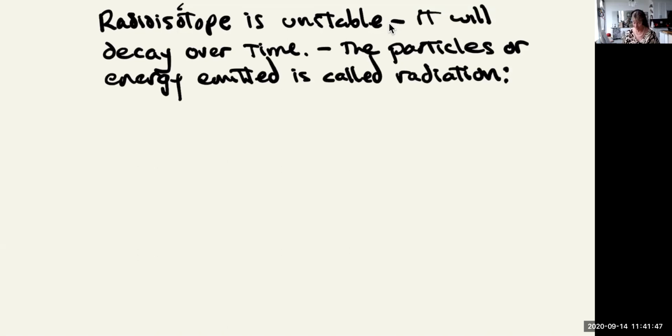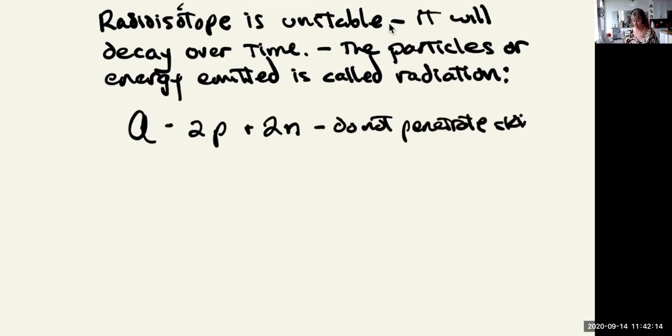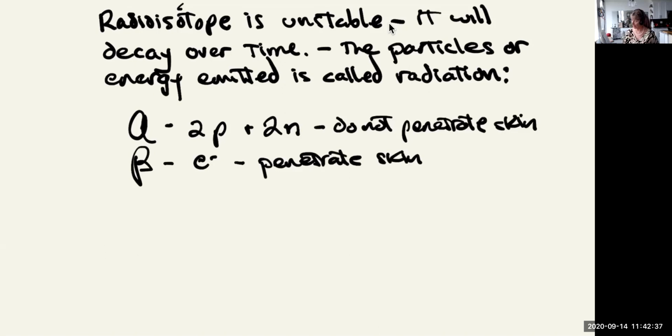And there are different types. There's alpha. Alpha particles have 2 protons and 2 neutrons. An alpha particle is the same as a helium nucleus, for example. But alpha particles do not penetrate the skin. Beta particles are another kind of decay, which are electrons ejected from the nucleus, and that can penetrate skin by a small amount, a couple of millimeters.